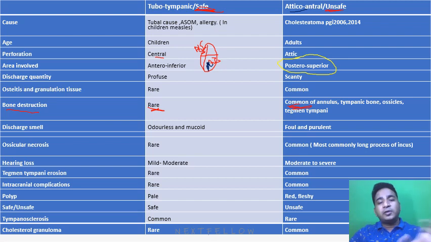Which part of the bone is firstly involved? So the answer is long process of incus. Incus long process is the first bone in any of the tubotympanic or the atticoantral variety. Firstly, it gets involved and erodes. So we have already mentioned this point. Most commonly it is the long process of incus.